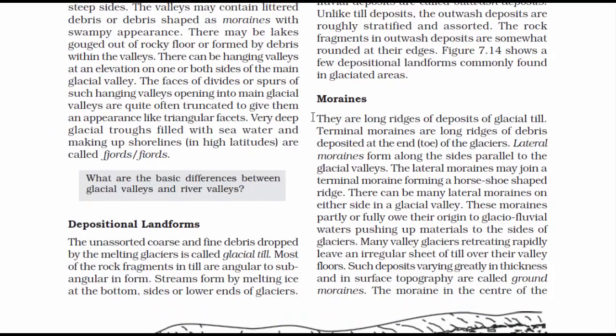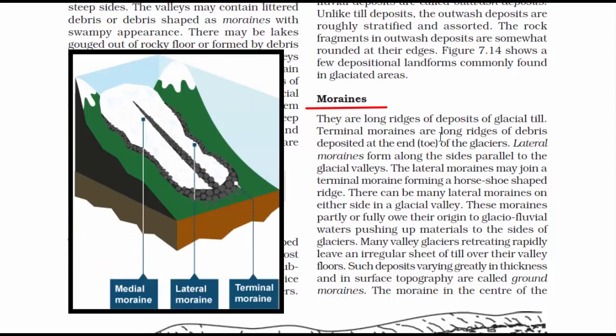So now we'll read about some depositional landforms that exist due to glaciers. The first one is moraines. We have read what glacial tills are. They are rock debris or sediments that exist in the glaciers. And when the glacier melts, this debris gets washed away and gets deposited. These sediments or glacial tills form long ridges. A ridge is a long, narrow, uplifted land surface. There are three types of moraines. You can see them in this illustration. One is medial moraine, and then we have lateral moraine and terminal moraine.